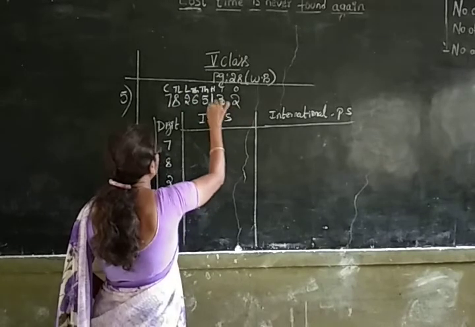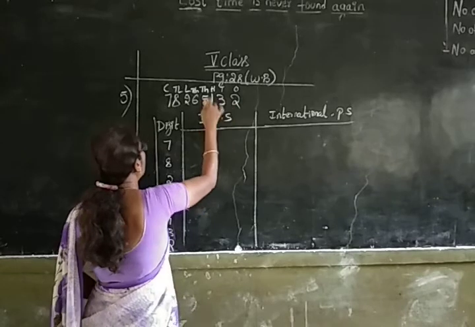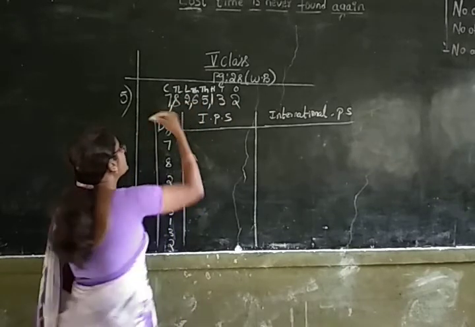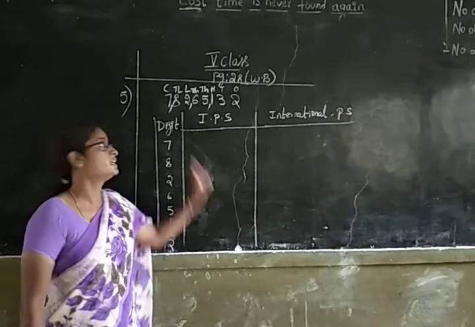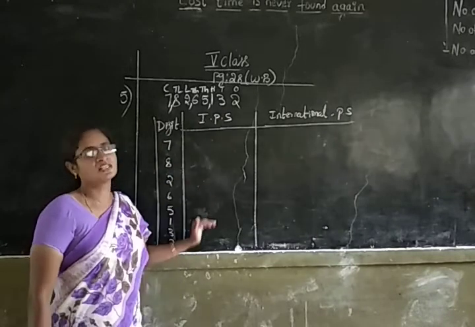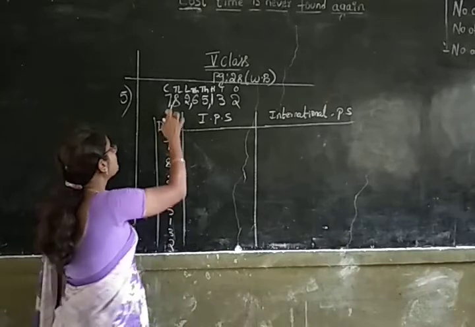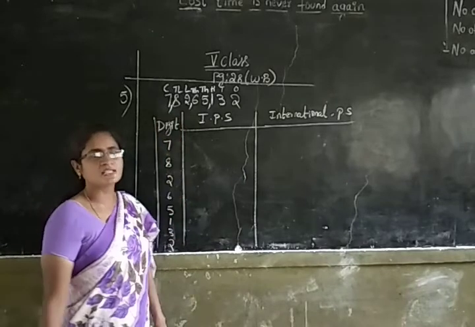Now let us place the comma. You have to place the comma after the hundreds place, after the 10,000 place and after the 10 lakhs place. Now let us write down the place value of each digit in the number, first in the Indian place value system. So 7 is in which place? 7 is in crores place.